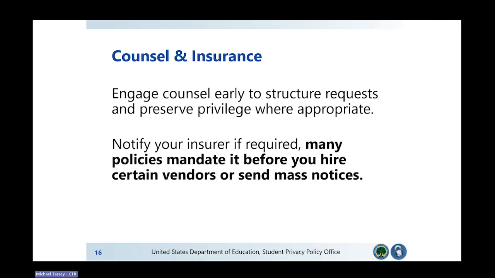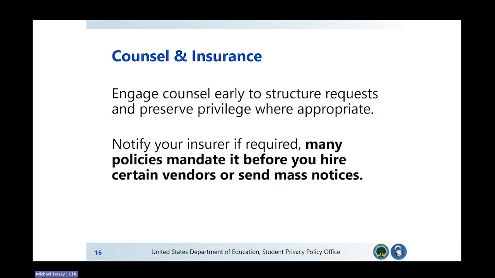When we're talking about counsel and insurance, engage counsel early to make sure that you structure your requests and preserve privilege where it's appropriate. And make sure that you notify your insurer if you're required. Many policies mandate it before you hire certain vendors or send mass notices. The purpose of doing all of this is to prevent self-inflicted wounds, right?